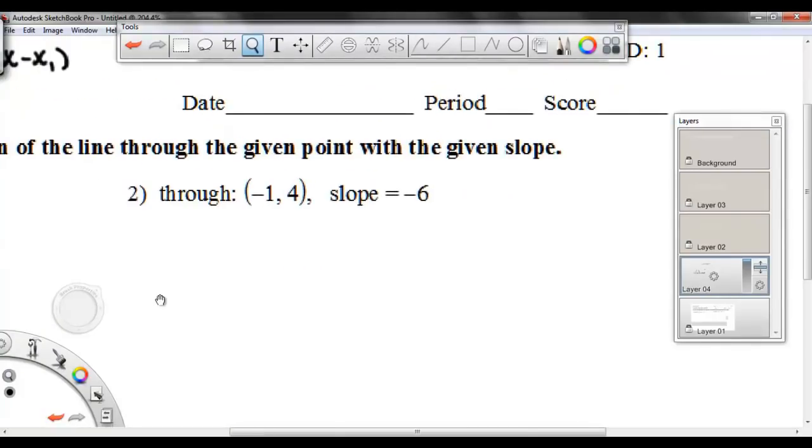All right, let's jump over to 2. It's the same idea. We have x1 is a negative 1. y1 is a 4. And then we have the slope is given as a negative 6.